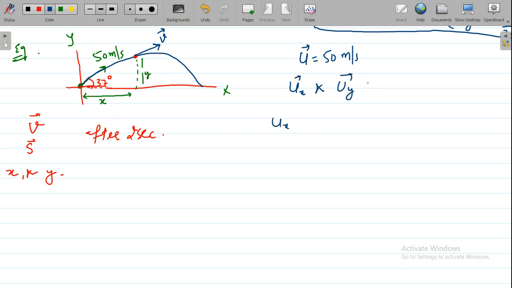So ux will be u cos 37 degree, because u makes an angle of 37 degree with horizontal. That means the component of u along horizontal will be u cos 37, and uy will be u sin 37. So this angle 37 degree we know.